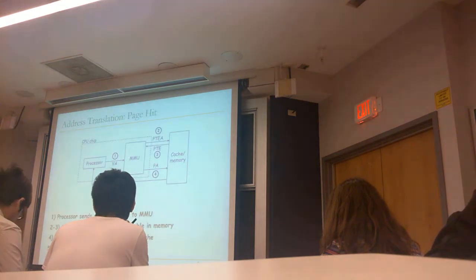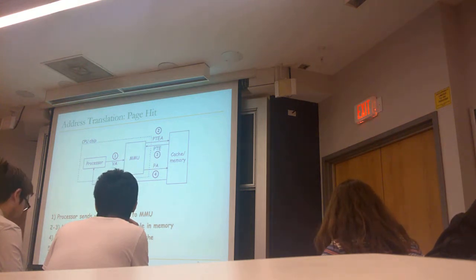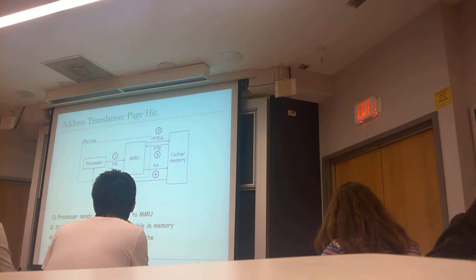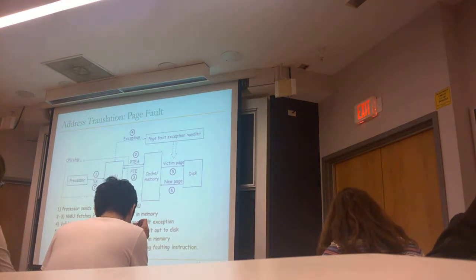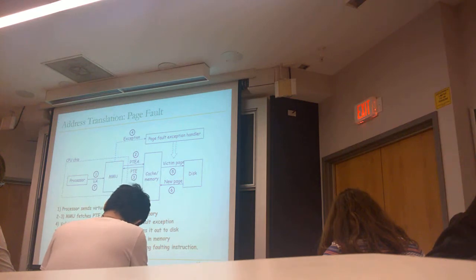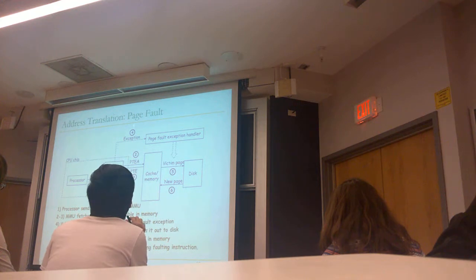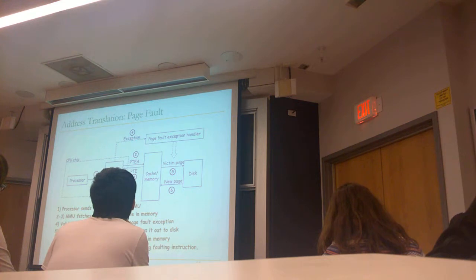And the page translation hits. In the hit case, we have 5 stages to get the value of the unit in memory. And in the page fault, it has 7 stages, right? And one difference is that if a page fault happens, we won't get the value. This is one significant difference between the page fault and the page hit.